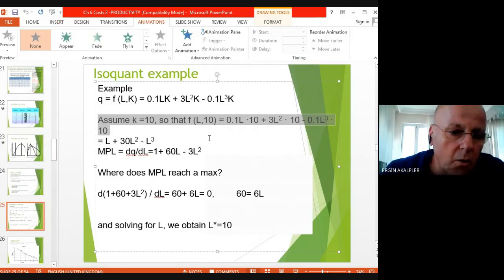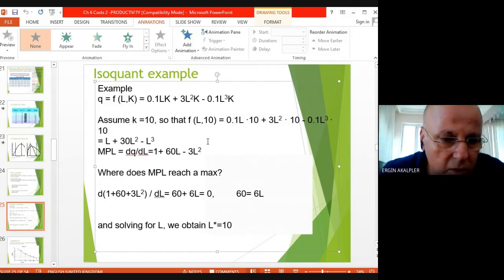minus L^3. Of course, the marginal productivity of labor is then delta Q over delta L. When you take the derivative of this with regard to labor, it is 1 + 60 L - 3 L^2. And where does marginal productivity of labor reach a maximum? Then, of course, the derivative of 1 + 60 L - 3 L^2 with respect to L is 60 - 6L, equal to 0. Then 60 equals 6L is given. Then L is supposed to be 10 for the given example.